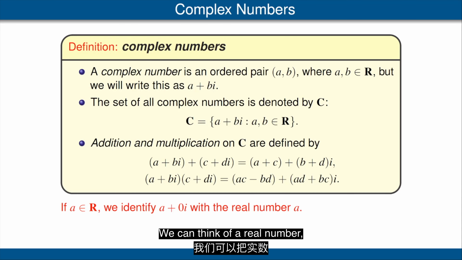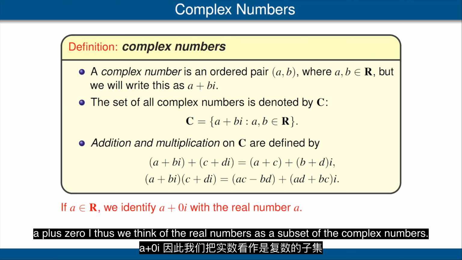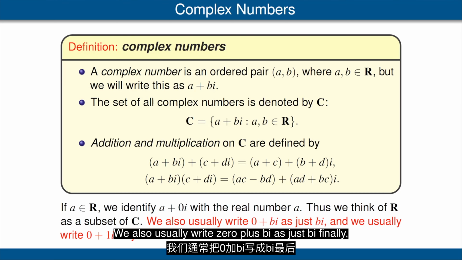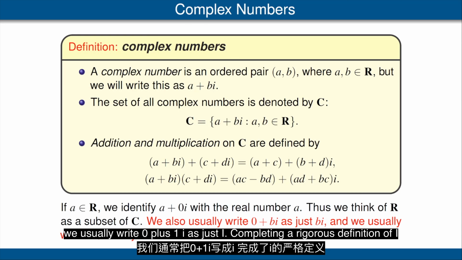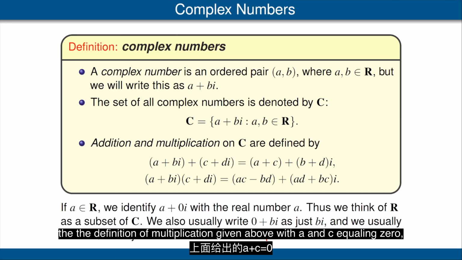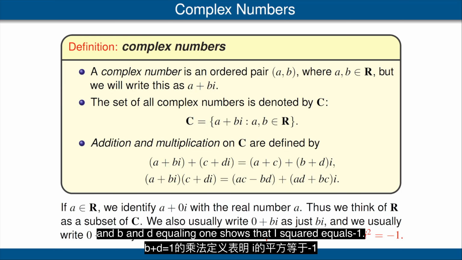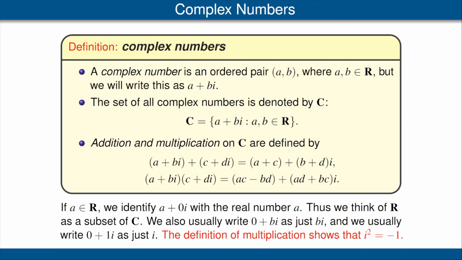We can think of a real number a as the same as the complex number a plus 0i. Thus, we think of the real numbers as a subset of the complex numbers. We also usually write 0 plus bi as just bi. Finally, we usually write 0 plus 1i as just i, completing a rigorous definition of i. Note that the definition of multiplication given above, with a and c equaling 0 and b and d equaling 1, shows that i squared equals -1.